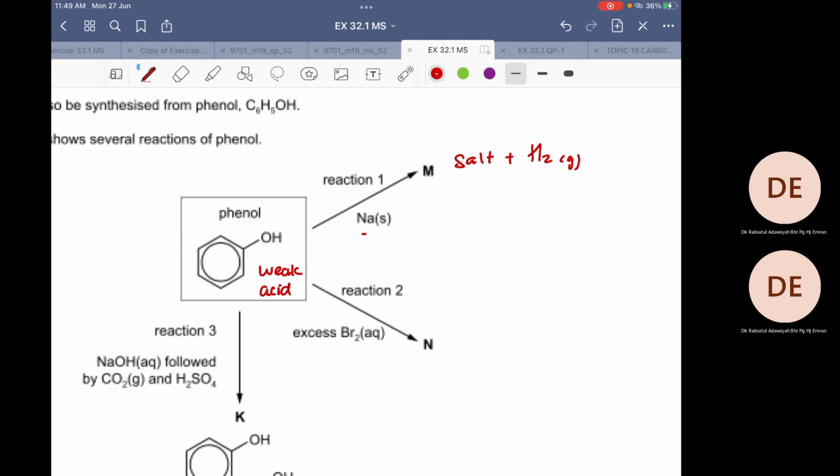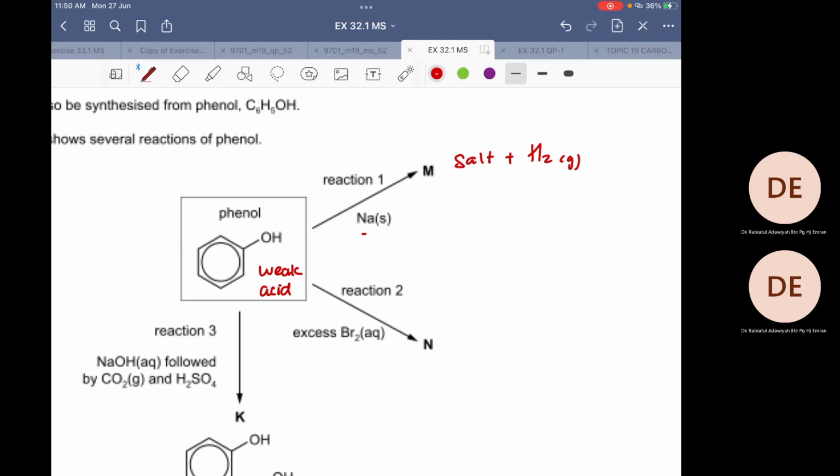Reaction 2, excess bromine. So phenol is the more reactive version of benzene. If benzene were to react with bromine, you need a catalyst. What's the catalyst? Aluminium bromide, okay? And also it needs to be anhydrous. It works at room temperature. But with phenol, bromine doesn't need a catalyst. You don't need to warm it. It just happens at room temperature.